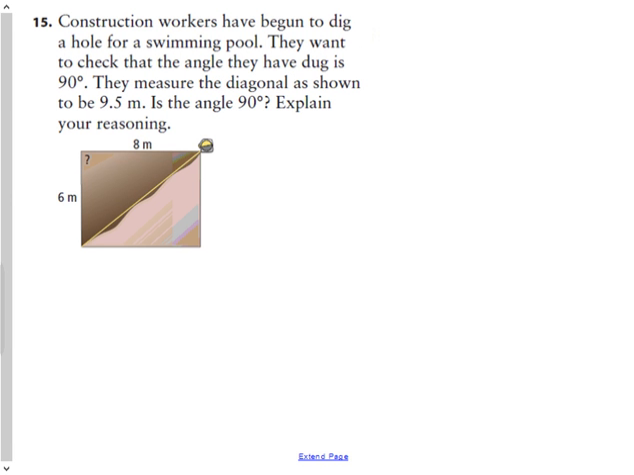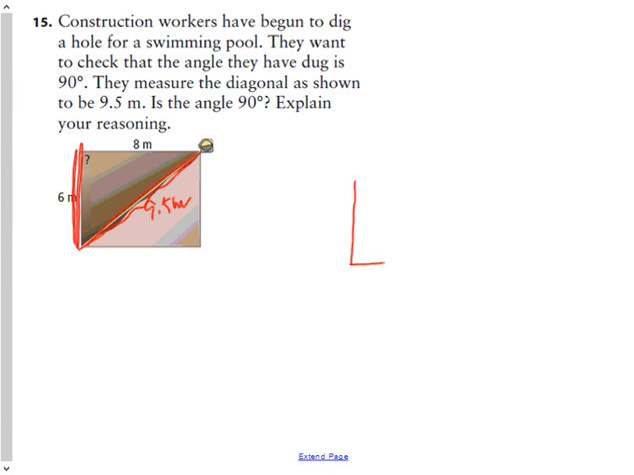Question 19 says construction workers have begun to dig a hole. So this is the hole here. They started digging the hole, and this is how far they went down. They went down this far, 6 meters. They measured the diagonal shown to be 9.5 meters. So 9.5 meters here. Is it a right triangle?